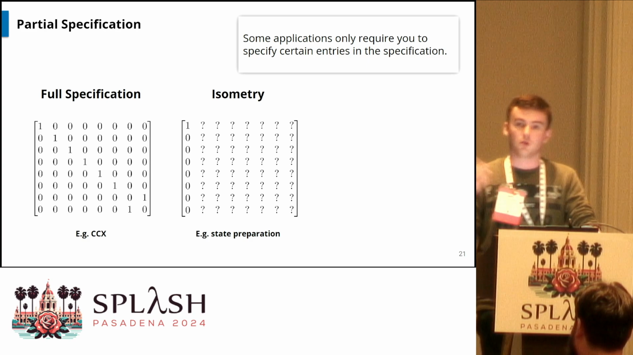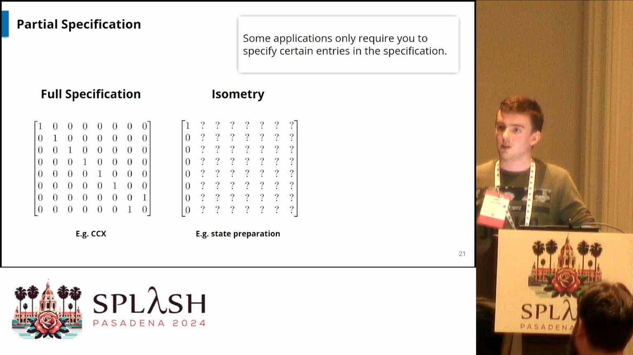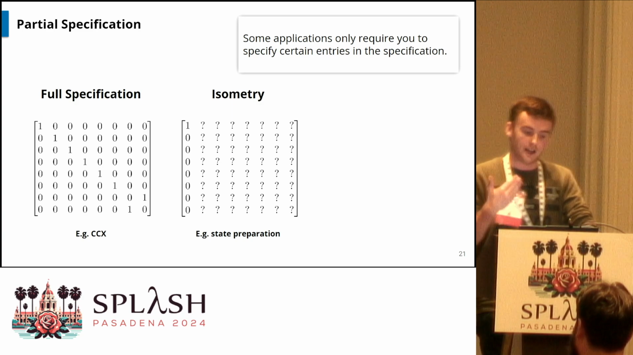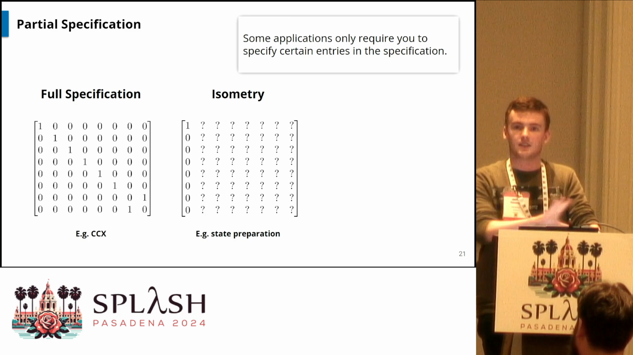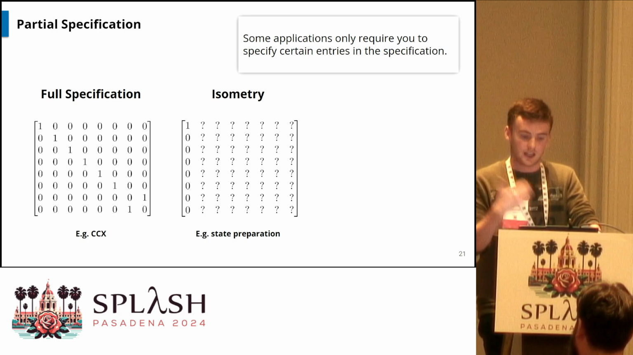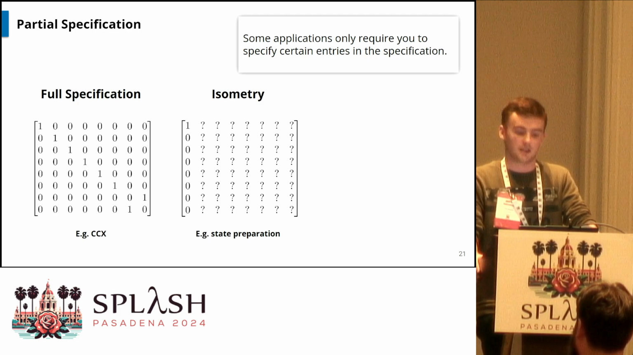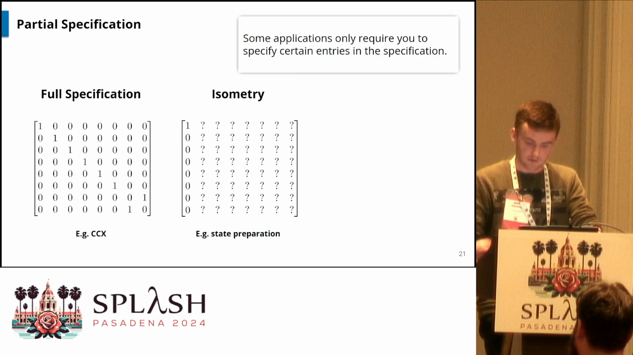The reason that you want to do this instead of full specification is, one, it's easier to specify this as a user, but two, it's also more efficient to implement. Here, a very trivial example, of course, but even though our CCX gate is not the identity gate, our isometry here can be simply implemented using identity. Of course, not very practical, but in this case, it's like this.